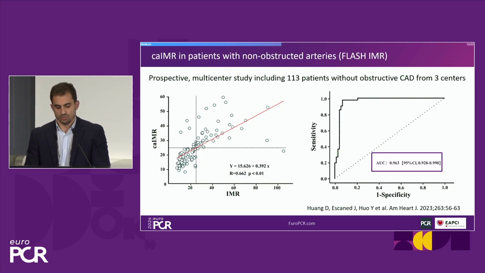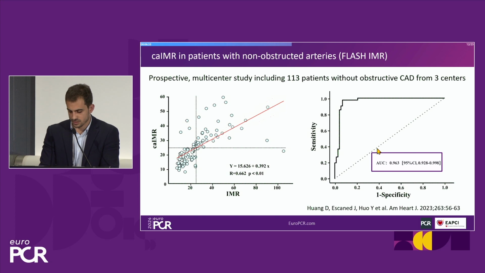Other approaches to validate the use of angio-based microvascular resistance indexes in patients with normal coronary arteries include the FLASH IMR study, which compared invasive IMR with Ka-IMR, also with a good correlation and good sensitivity and specificity.